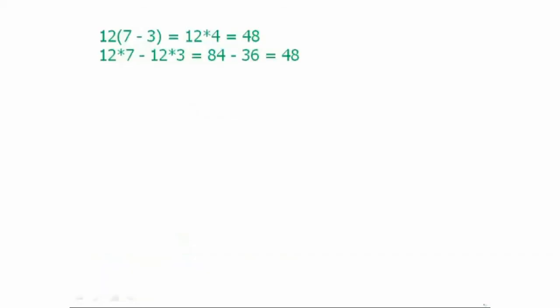Similarly with subtraction, we could subtract the 3 and the 7 first, get the 4, multiply that by 12, or we could multiply the 12 times 7 and separately multiply the 12 times 3 and then subtract those two products. Either way we get the same answer.